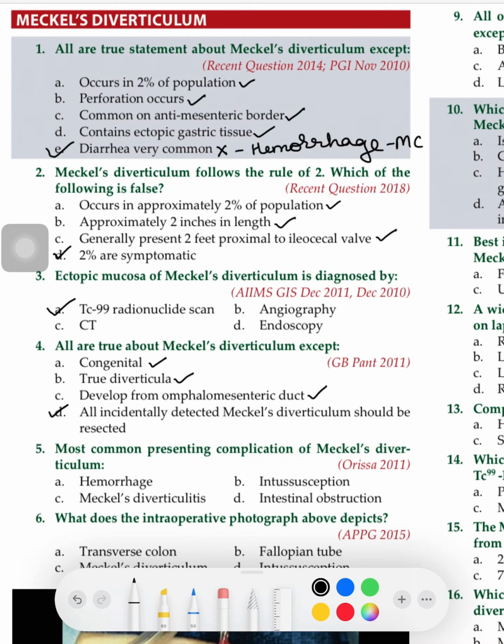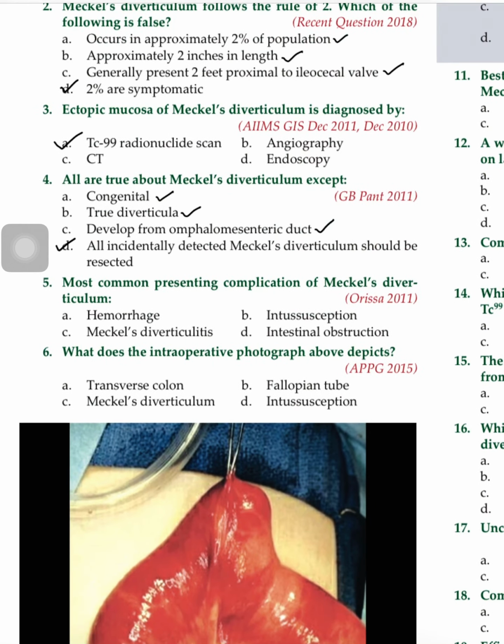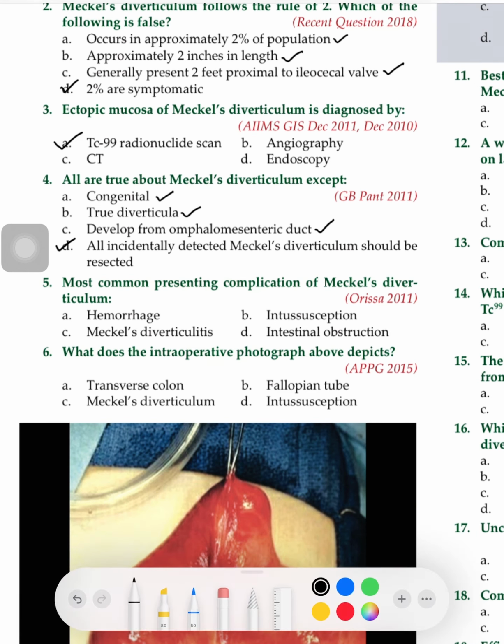What is the risk of malignancy? Is the patient having intermittent bleeding? All these factors will determine the removal of Meckel's diverticulum. Otherwise, no. The most common presenting complication of Meckel's diverticulum, as I already told, is hemorrhage.